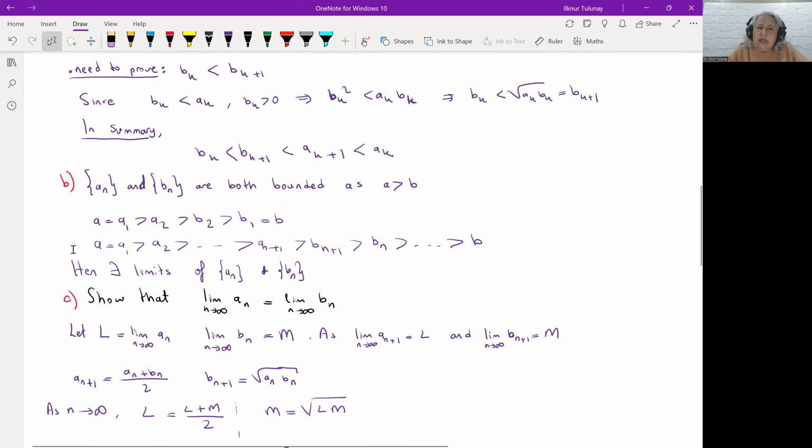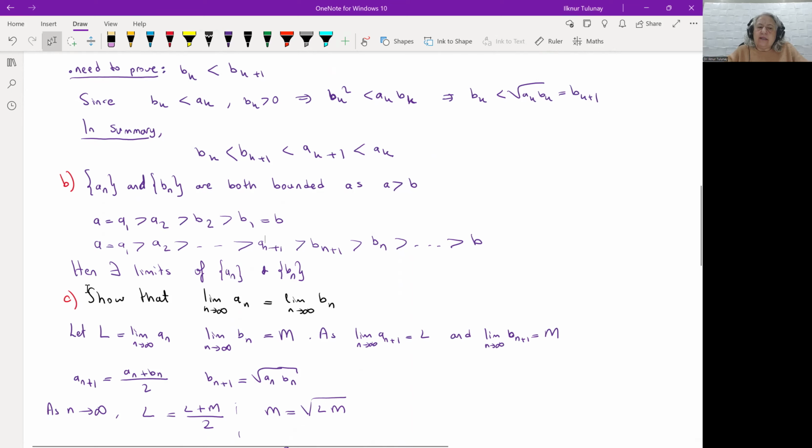Why is it bounded? Because it is bounded by A and B. With respect to this inequality, we can write it down. Start from A is equal to A1, then bigger than A2, and at some stage we have A(n+1), which is bigger than B(n+1), then it is Bn, and on the other side we have B. So A and B are both bounded series. Since they are bounded series, they have a limit.